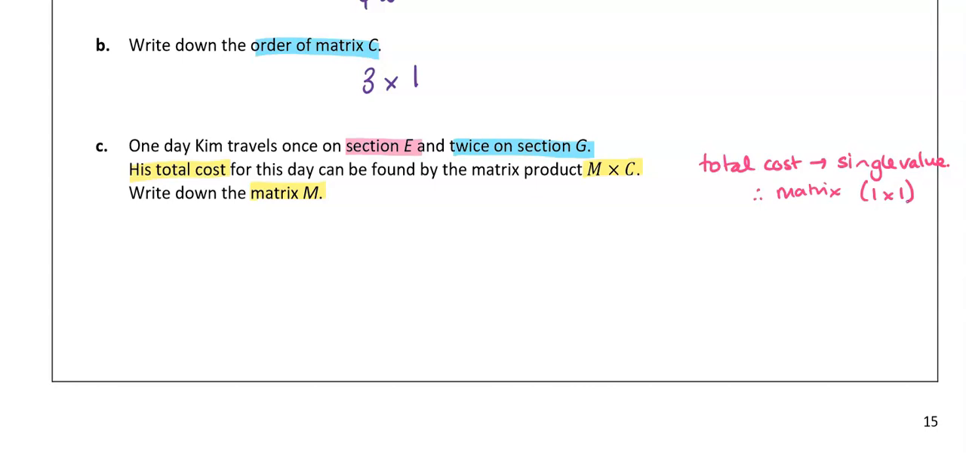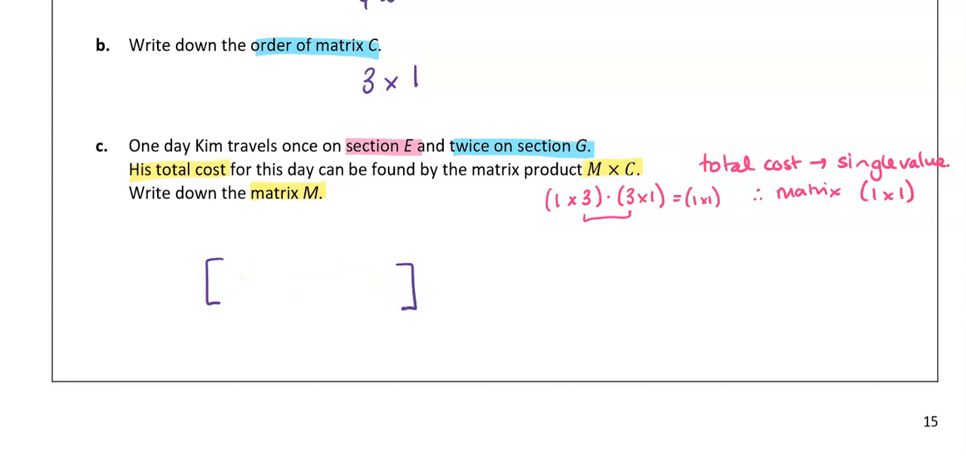In order for that to be a 1 by 1 answer, what we know at the moment is C is a 3 by 1, which means in order to get that 1 by 1 answer, we have to have M has 1 row, and in order for it to be defined, has to have 3 columns. So here we have our middle numbers matching, and our outside numbers gives us the size of the answer. So now that we've got that, we know we're aiming to create a 1 by 3 matrix.